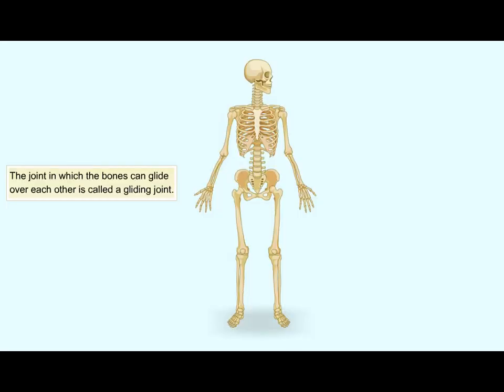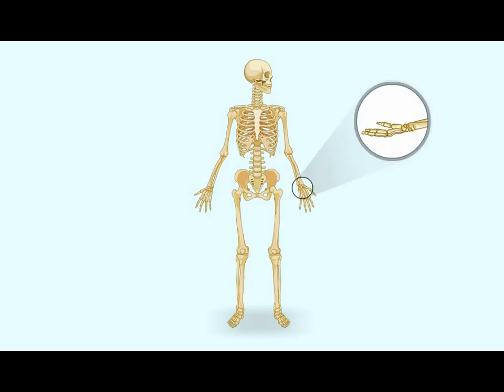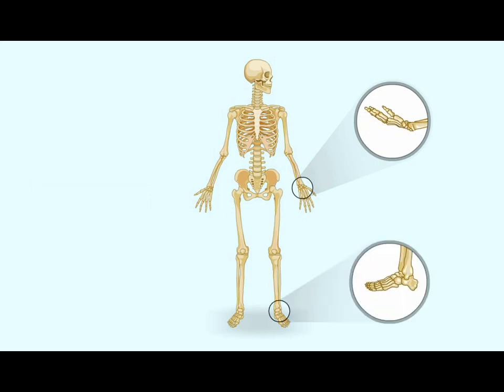The joint in which the bones can glide over each other is called a gliding joint. The gliding joint is found in the wrist, where 4 bones are placed in 2 rows each. These bones glide over each other during movement. The gliding joint is also present in ankles.